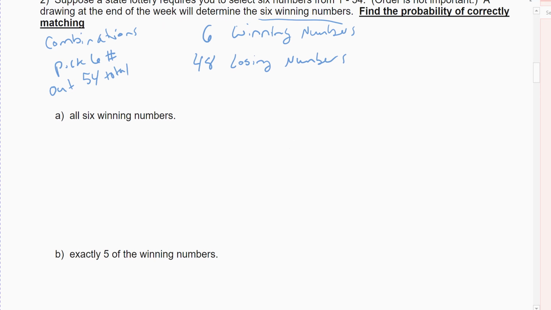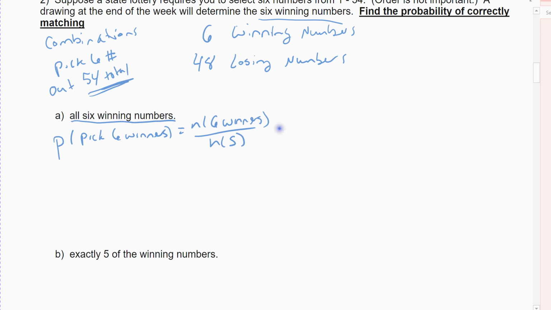Alright, so the first question, what's the probability of winning? The probability that you pick the 6 winners. Well, it's the number of ways to get the 6 winners over the number in my universal. Remember, the universal is I can pick any 6. They might be winners, they might be losers, so any of the 54.